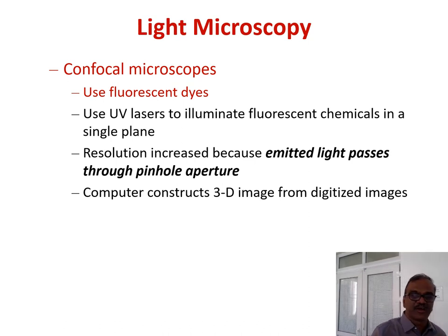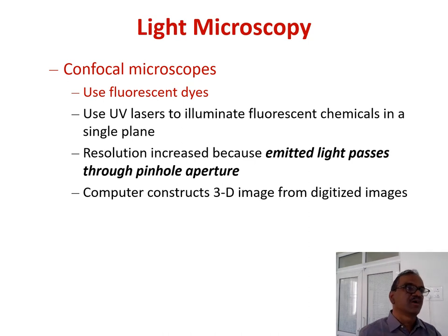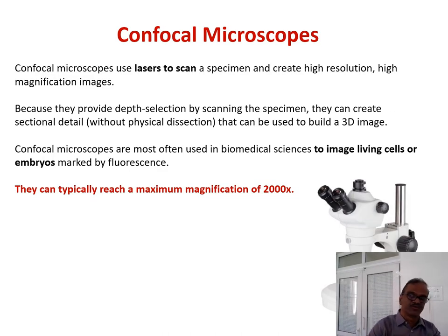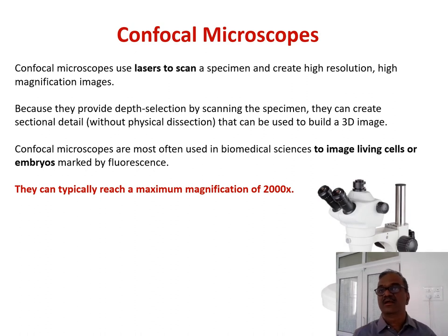Okay. Then confocal microscope. In light microscopy itself, confocal microscope. So here also the fluorescent dyes are used, but the resolution is increased using UV lasers, because the emitted light passes through a very, very minute pinhole aperture, so that the image is visualized or constructed as a 3D image, and then you can get digitized images in the case of the confocal microscope. Here the lasers are used to scan the specimen, creating high resolution and high magnification. Both are high. Sometimes the magnification may be high, the resolution may not be high, but in this case both resolution as well as magnification are high.